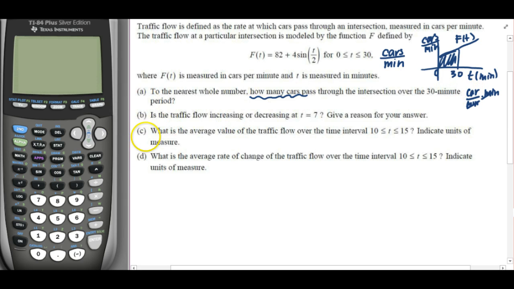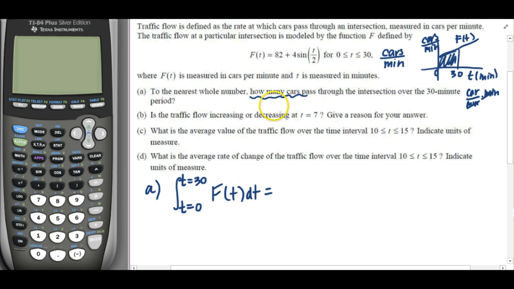So part A, I'm going to have to set up the integral from t equals 0 to t equals 30. I wanted to know how many cars pass through over the 30-minute period. So starting at time 0, ending at time 30, of the function f of t dt.